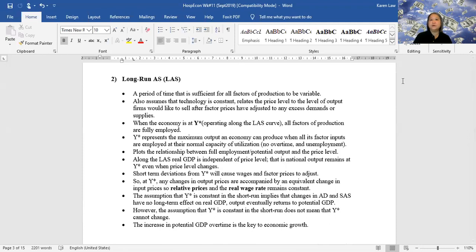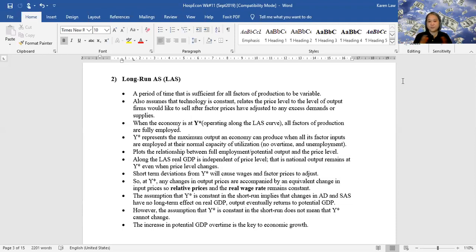Remember, the long run is a period of time where companies are able to change all their factors of production. So if you want to change the size of your building, if you want to expand or contract your business, if you want to change the number of workers you hire, the long run is a period of time where you can change all your factors of production.